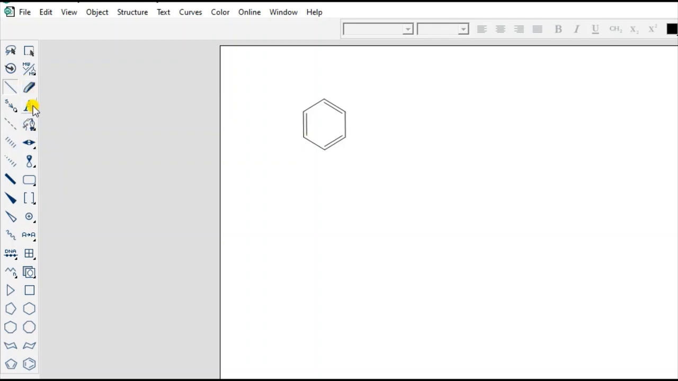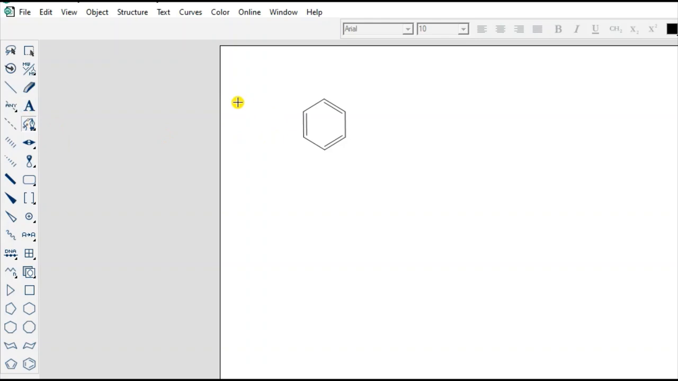Next is text. The text tool is used to write text on the particular structure in this way. Now by the text tool I have converted this benzene into pyridine. Next is multiple bonds. It is used to draw several multiple bonds. Like you can watch that there are several bonds. This is a double bond, this is one bold and one simple bond, and there are many other bonds. So these are used in the structure.